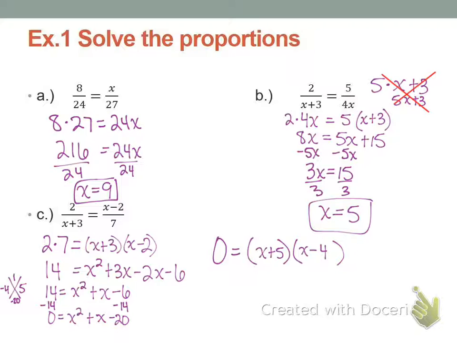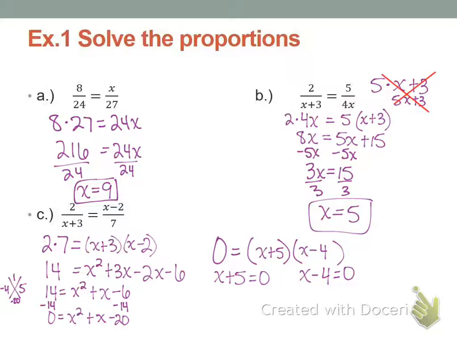I like the word set. You have to set something equal to 0 so you can start. Set each factor equal to 0 is the mathematical way of saying it. So X plus 5 gets set equal to 0, and X minus 4 gets set equal to 0. This is the zero product property. If two things multiply to be 0, at least one of those things has to equal 0.